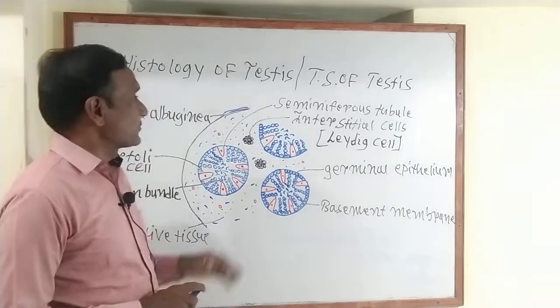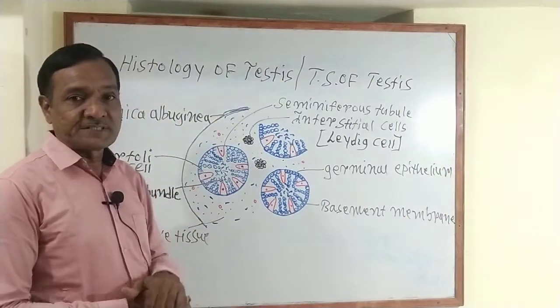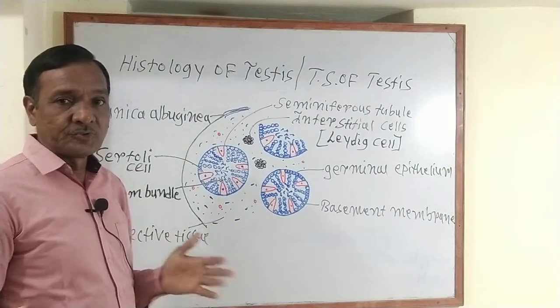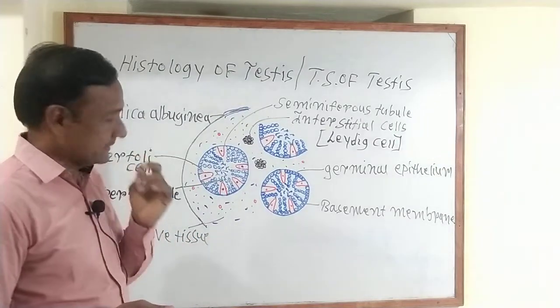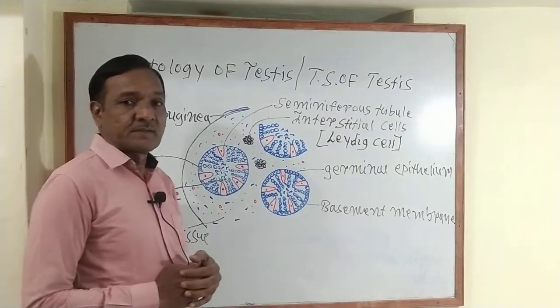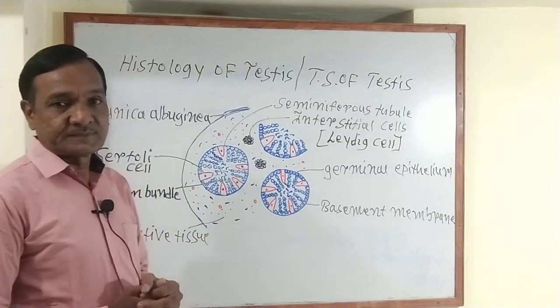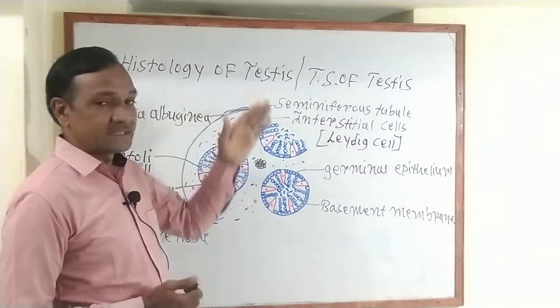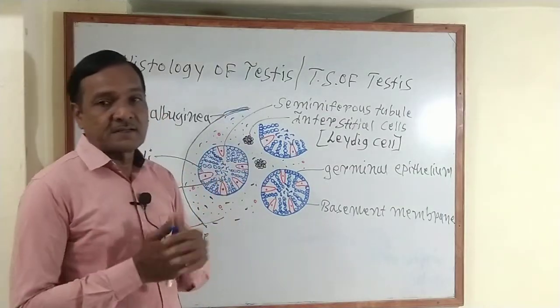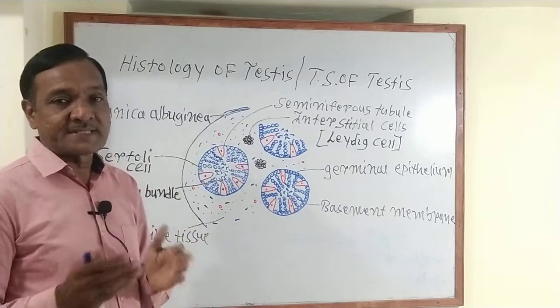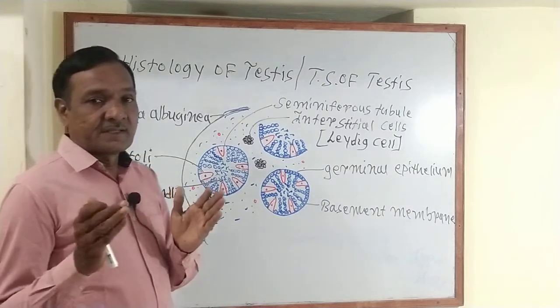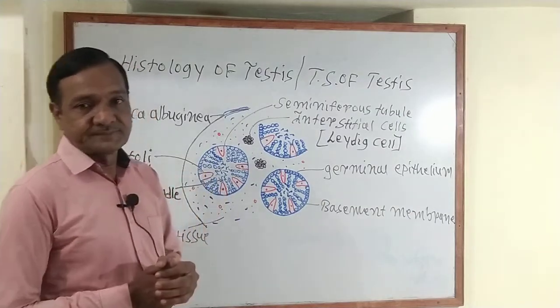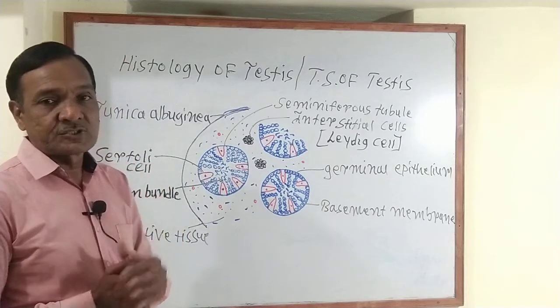Yesterday, we have seen the morphology of testes. As all of you know, the testes are the primary sex organ or male gonad. Now, these testes are located in a pouch of skin that is called the scrotum.